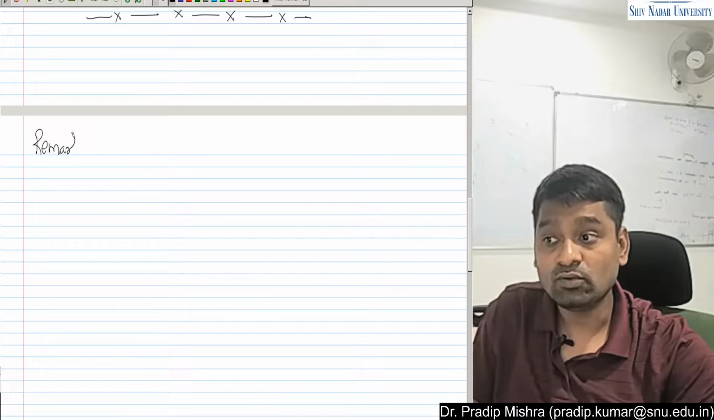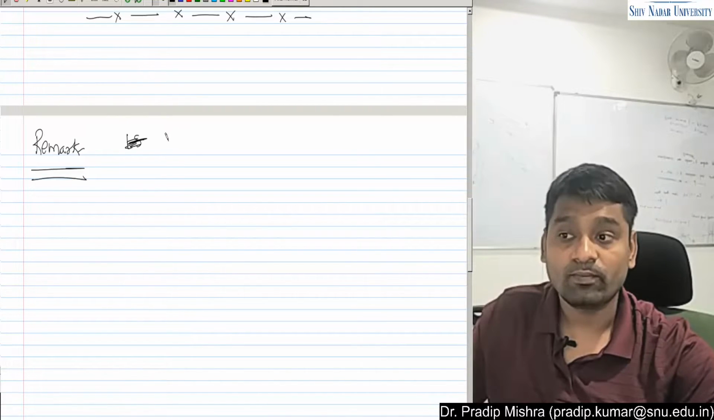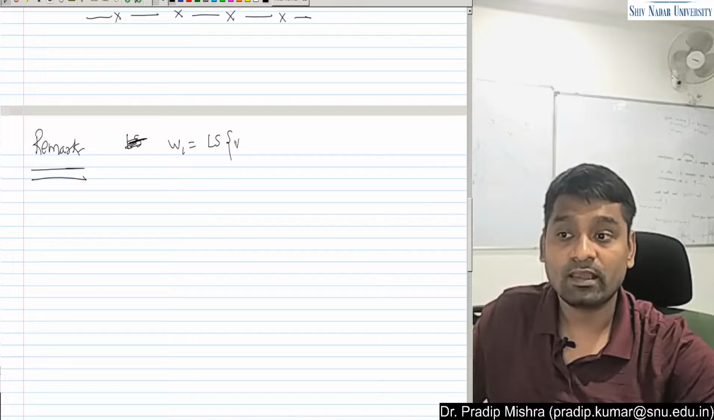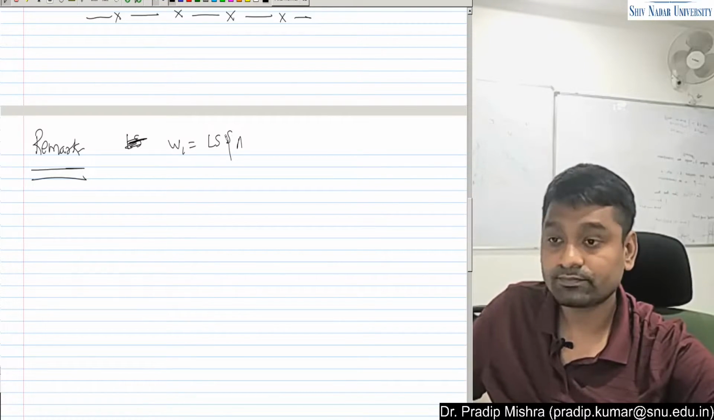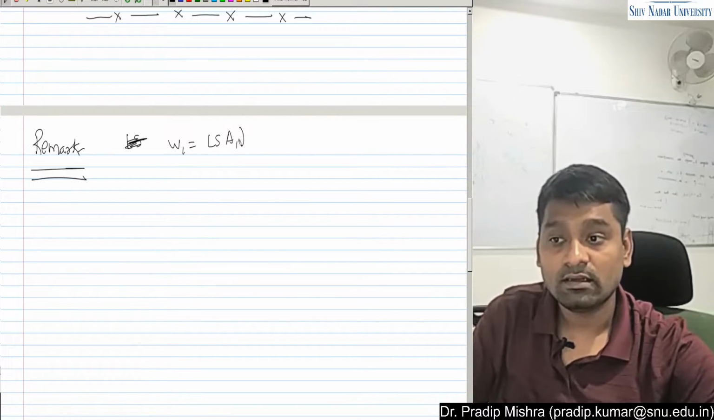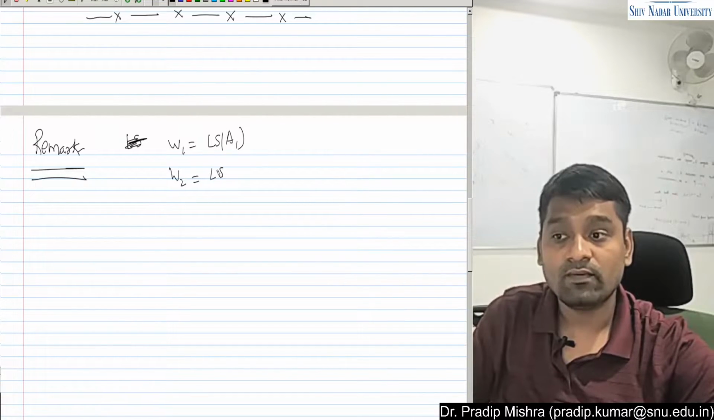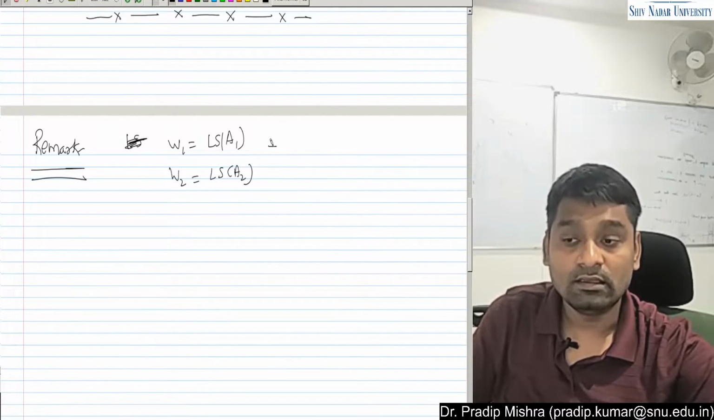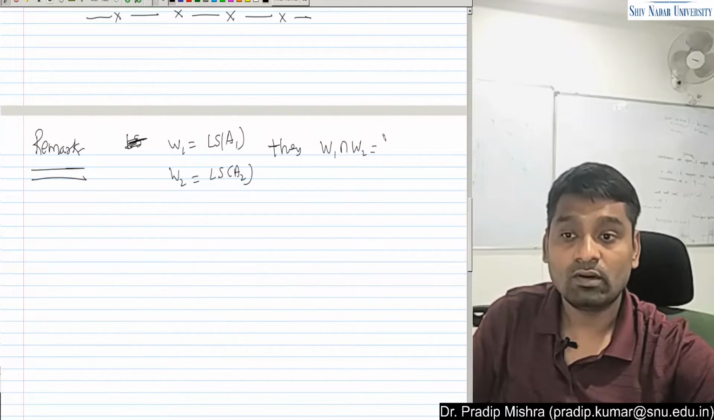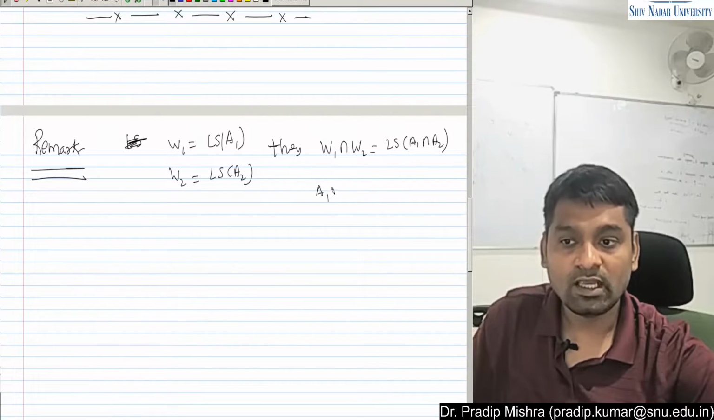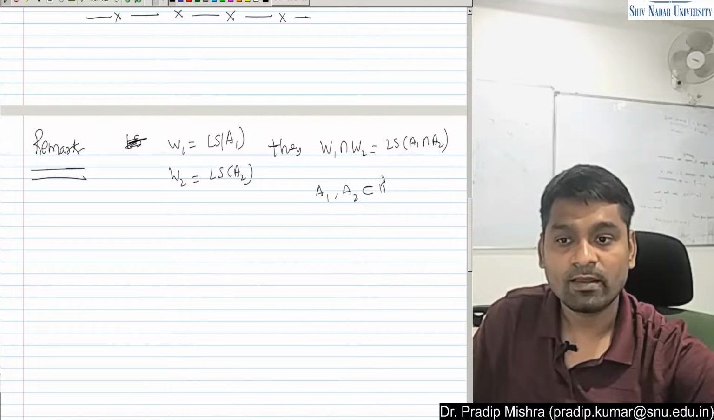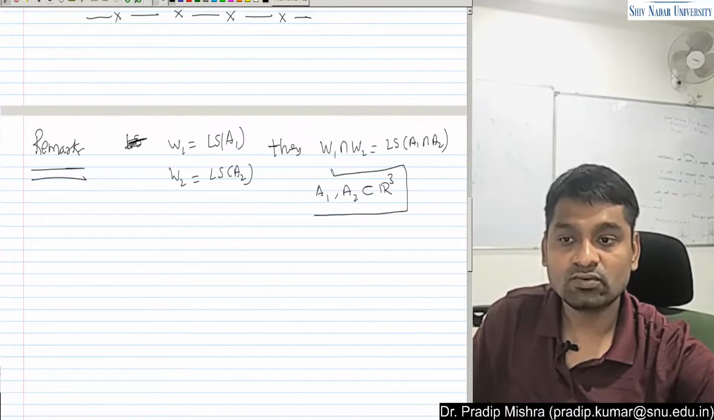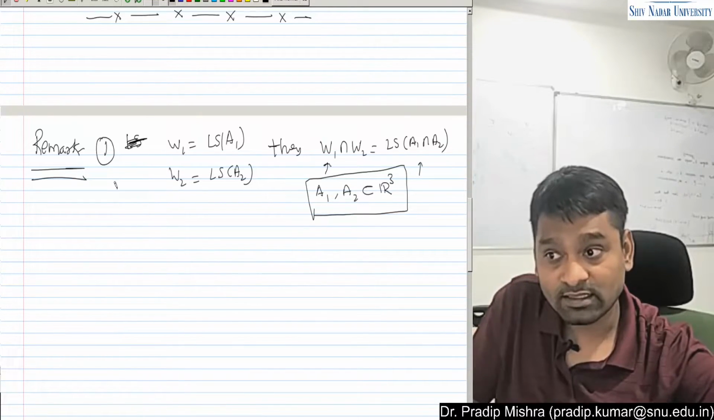Just a remark, and then you can take some time and discuss. If W1 equal to LS of A1 and W2 equal to LS of A2, then you can ask whether W1 intersection W2 equal to LS of A1 intersection A2. Assume that A1 and A2 are subsets of R3, and check whether this is true or not. This is one remark, and a very important exercise.